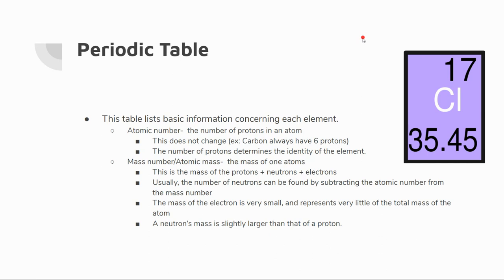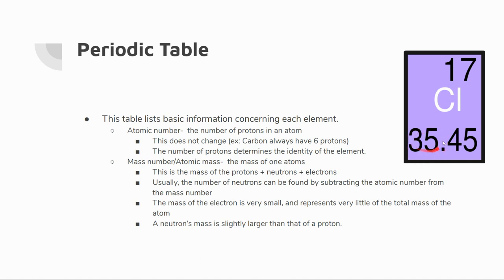This is the number of protons in that particular atom. The atomic number does not change. For example, every carbon atom is going to have 6 protons. Okay, the number of protons determines the identity of the element. So the element in this picture is chlorine. Chlorine is always going to have an atomic number of 17. Okay, that means it's always going to have 17 protons.